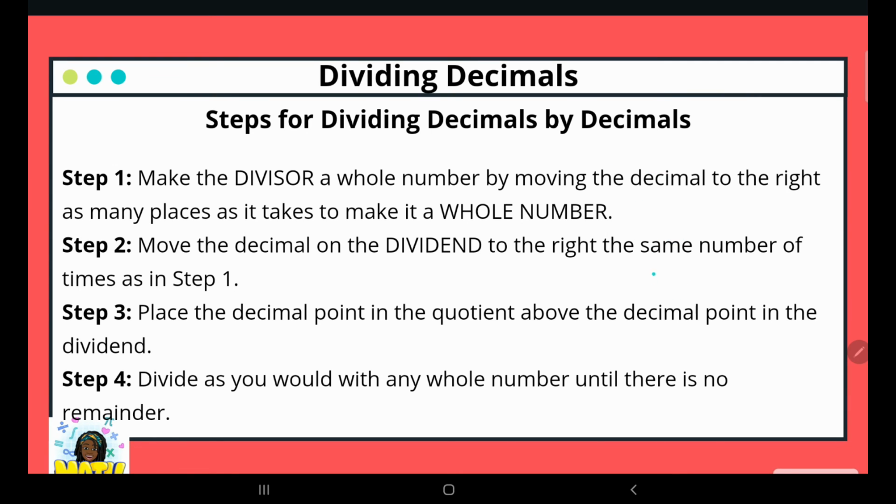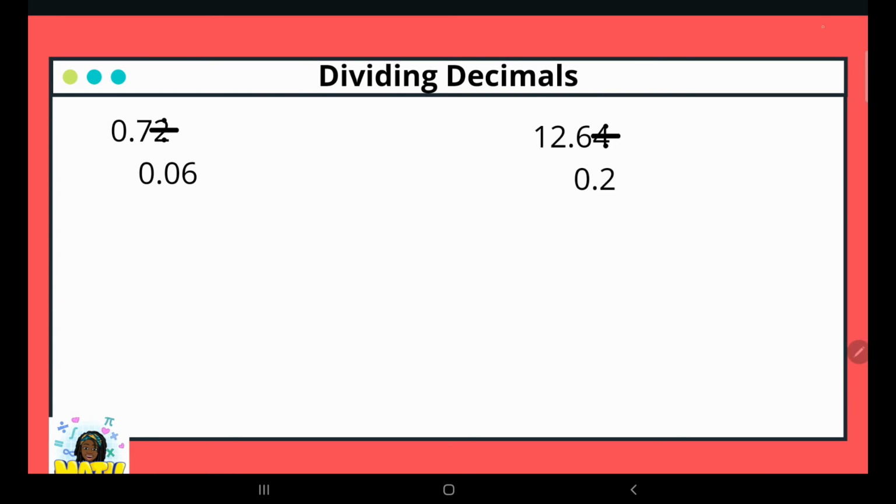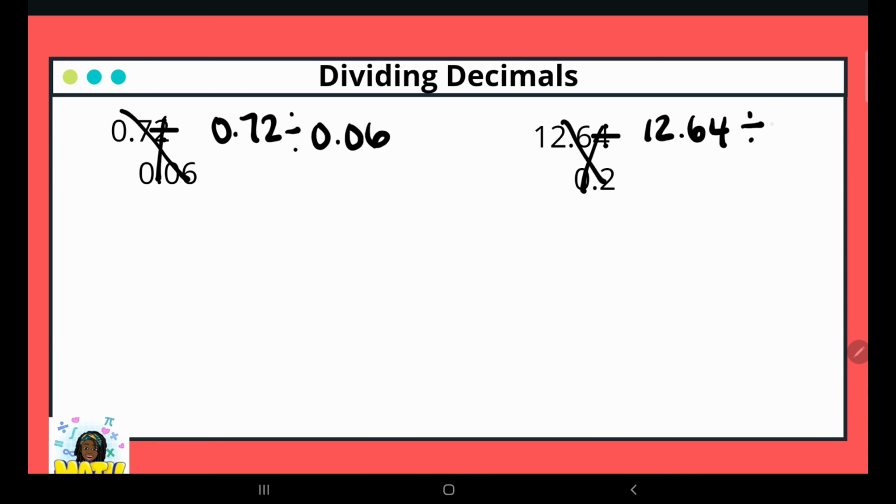Place the decimal point in the quotient above the decimal point in the dividend and divide as you would in our previous examples. So here we have some shifted in our examples. So I'm just going to go ahead and rewrite them. So I'm going to put an X through that. Don't worry about it. So 0.72 divided by 0.06. And then 12.64 divided by 0.2.